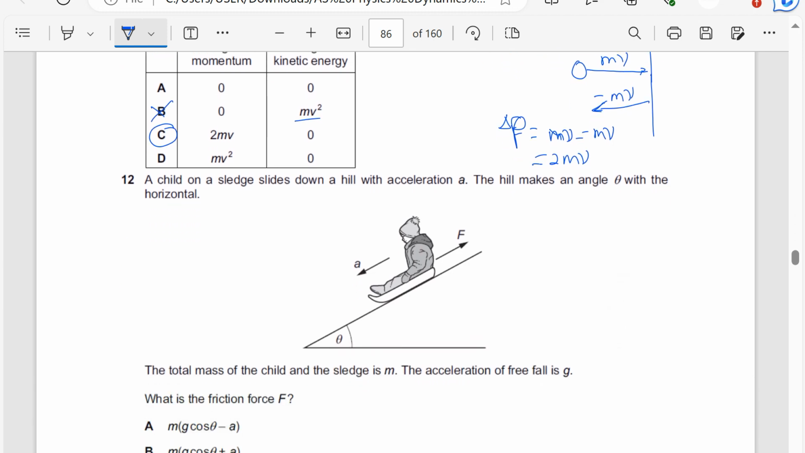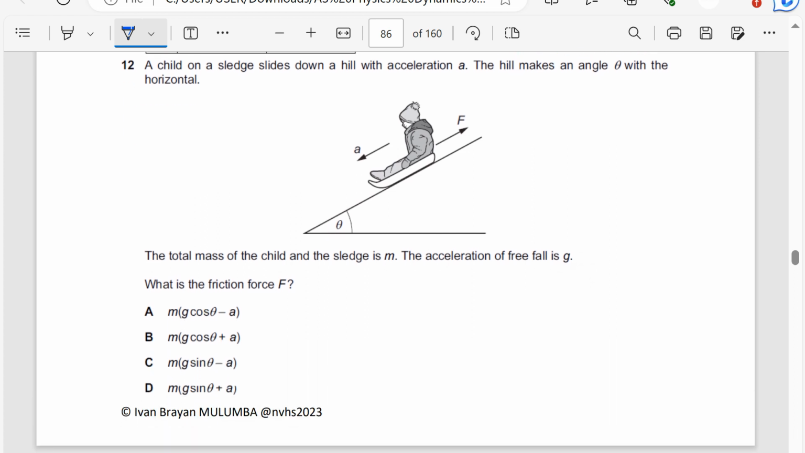A child on a sledge slides down a hill with acceleration a. The hill makes an angle theta with the horizontal. The total mass of the child and the sledge is m. The acceleration of free fall is g. What is the friction force F?